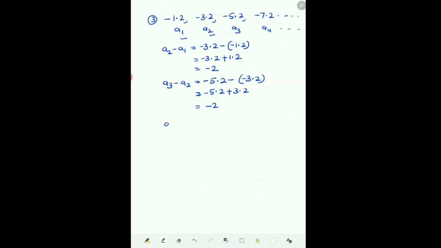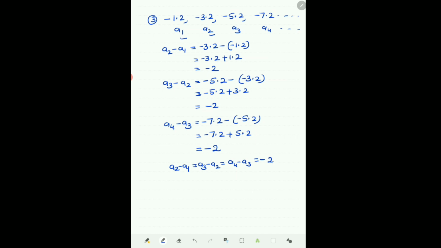Then next, A4 minus A3. A4 is minus 7.2 minus of minus 5.2. A4 is minus 7.2, A3 is minus 5.2. Then it is minus 7.2 plus 5.2. Again different sign. Subtract 5.2 from 7.2, that is minus 2. So you got minus 2, minus 2, minus 2. That is A2 minus A1 is equals to A3 minus A2 is equals to A4 minus A3 is equals to, all are equals to minus 2.